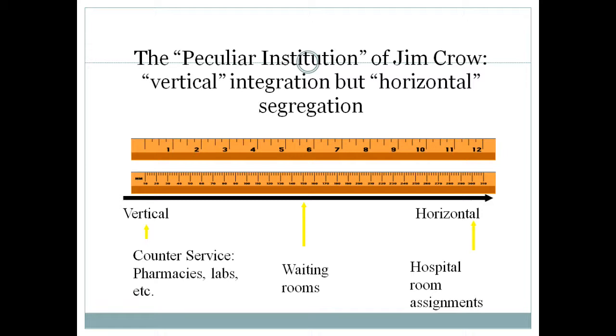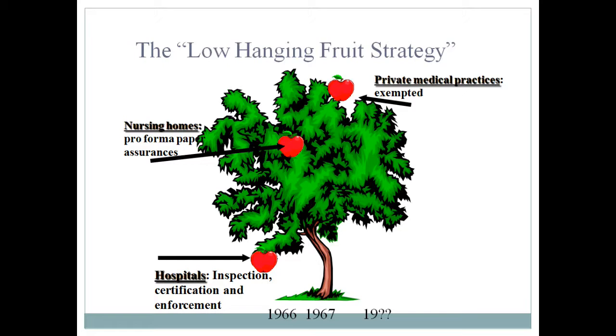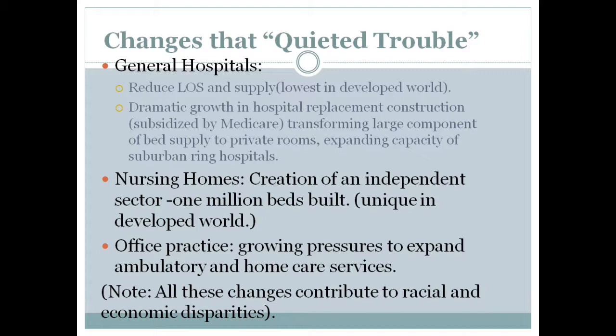In terms of the government strategy, we had the low-hanging fruit strategy, which said, let's go for the hospitals first, and we'll get to the nursing homes, and we'll get to the private medical practice later. Private medical practice was specifically exempted from Title VI. Okay, well, you know what happened.